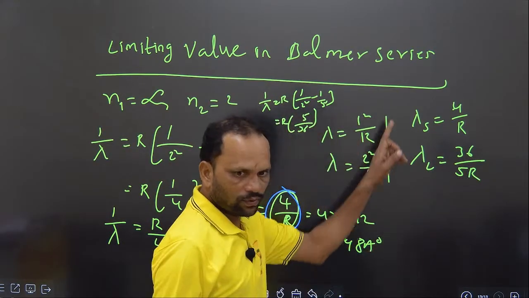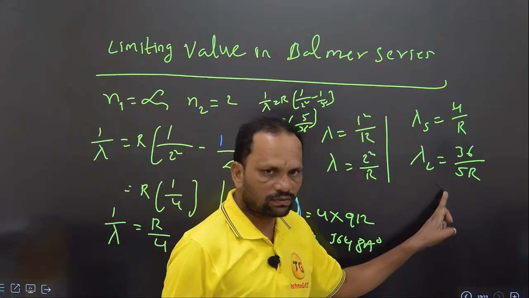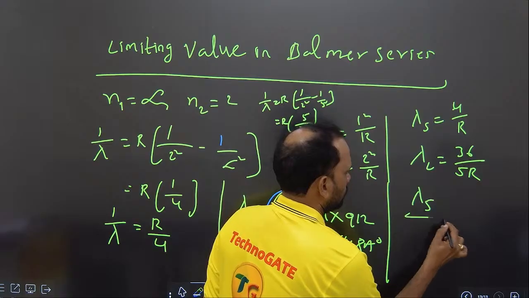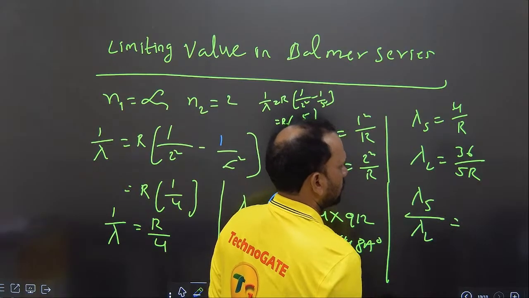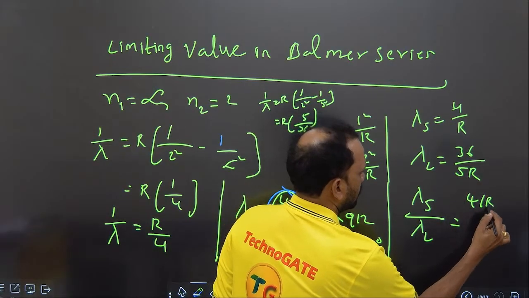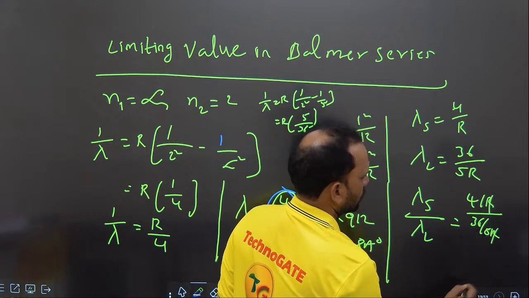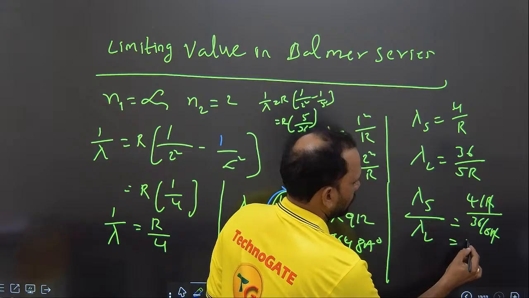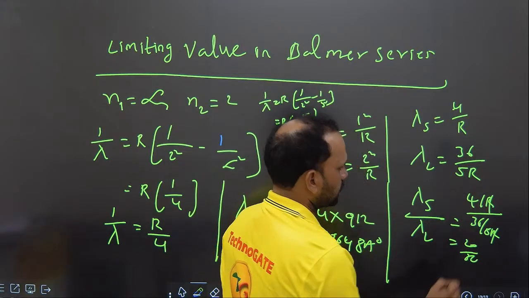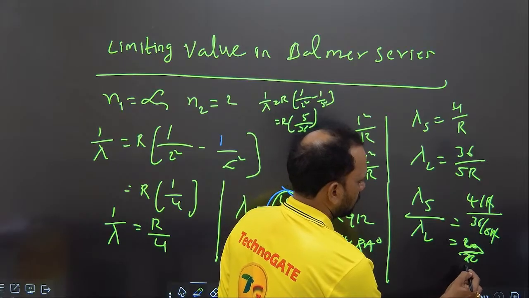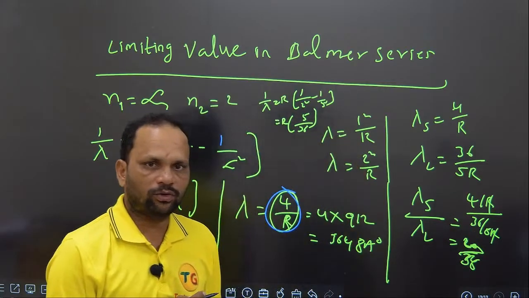The ratio of the shortest wavelength to the longest wavelength in a Balmer series is 4 by R divided by 36 by 5R. R cancels out, right? 20 by 36. 5 fours are how much? 20. 20 by 36. Like that we have to find it.